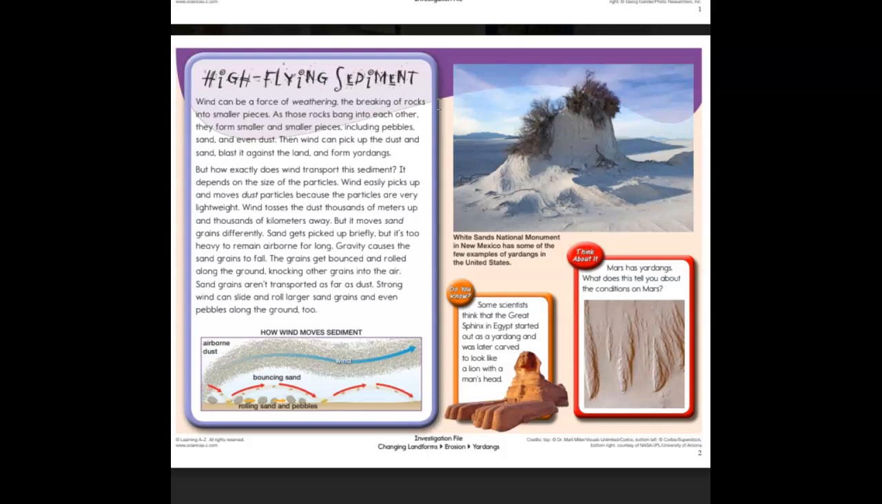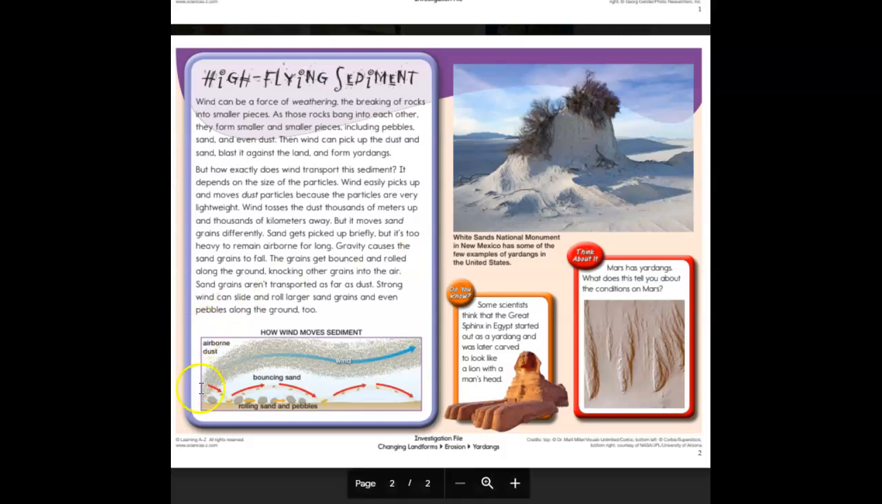Wind easily picks up and moves dust particles because the particles are very lightweight. Wind tosses the dust thousands of meters up and thousands of kilometers away, but it moves sand grains differently. Sand gets picked up briefly, but it's too heavy to remain airborne for long. Gravity causes the sand grains to fall. The grains get bounced, rolled along the ground, knocking other grains into the air. Sand grains aren't transported as far as dust. Strong wind can slide and roll larger sand grains and even pebbles along the ground too.